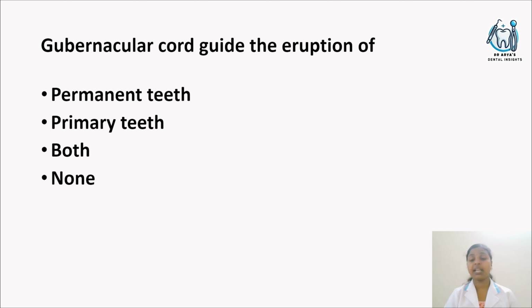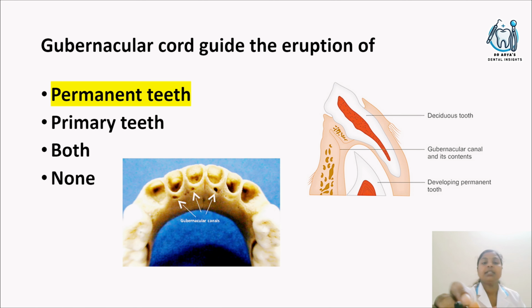Gubernacular cord guides the eruption of permanent teeth, primary teeth, both or none? The answer is permanent teeth. These are the gubernacular canals. Here this is the deciduous tooth, this is the gubernacular canal and its contents, and this is the developing permanent tooth. So this cord guides the eruption of permanent teeth, not the primary teeth. This is very important.